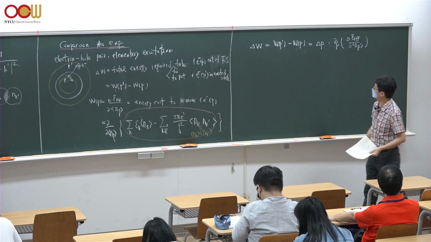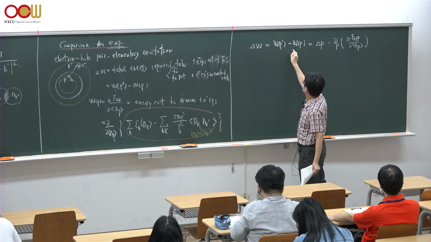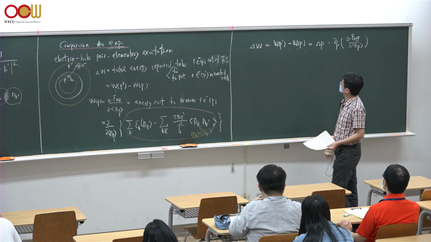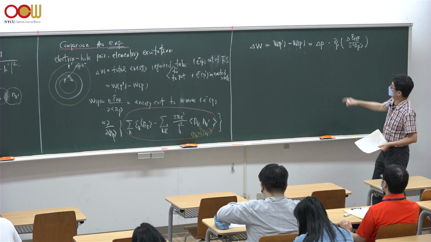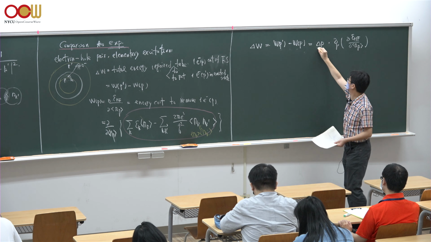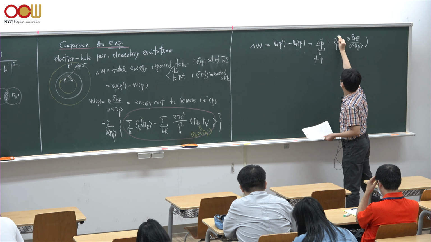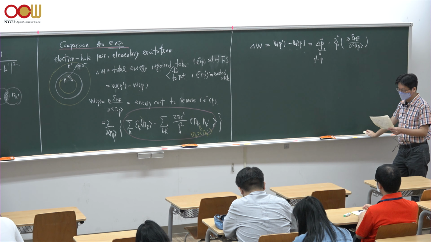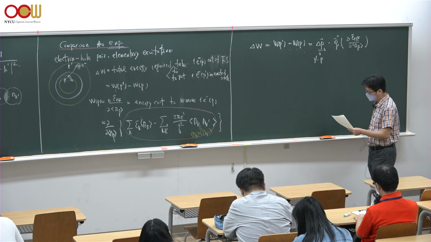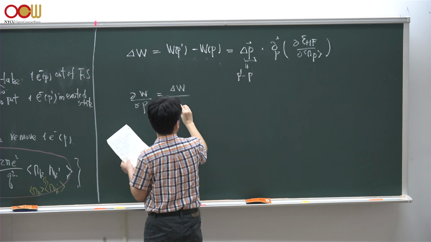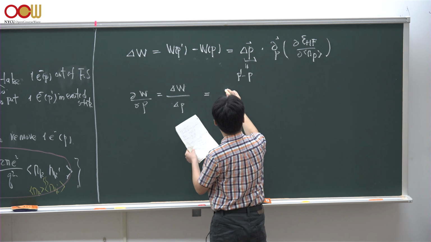By Taylor expansion, this is simply the derivative of this W with respect to p multiplied by delta p, which is simply p prime minus p. Of course, this is a vector and so on. So then we need to calculate this partial W partial p. So what is the partial W partial p? It is delta W divided by delta p, which is this thing.